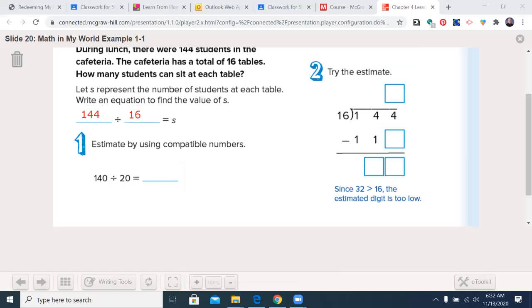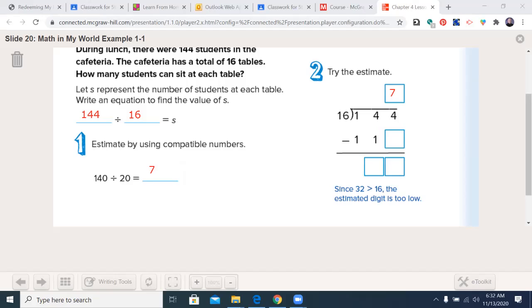Anything that can be misconstrued as a different mathematical piece here. All right, so we're going to estimate by rounding this to 20, and 2 goes into 14 7 times. And now I'm going to start at 7. Let's try that estimate. Am I guaranteed to be correct? No, but we're going to try it anyway.